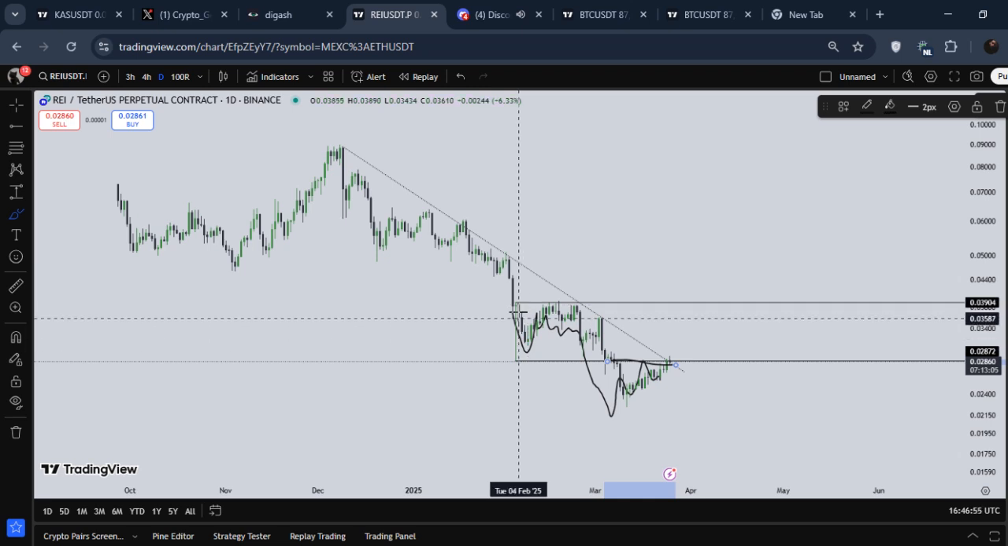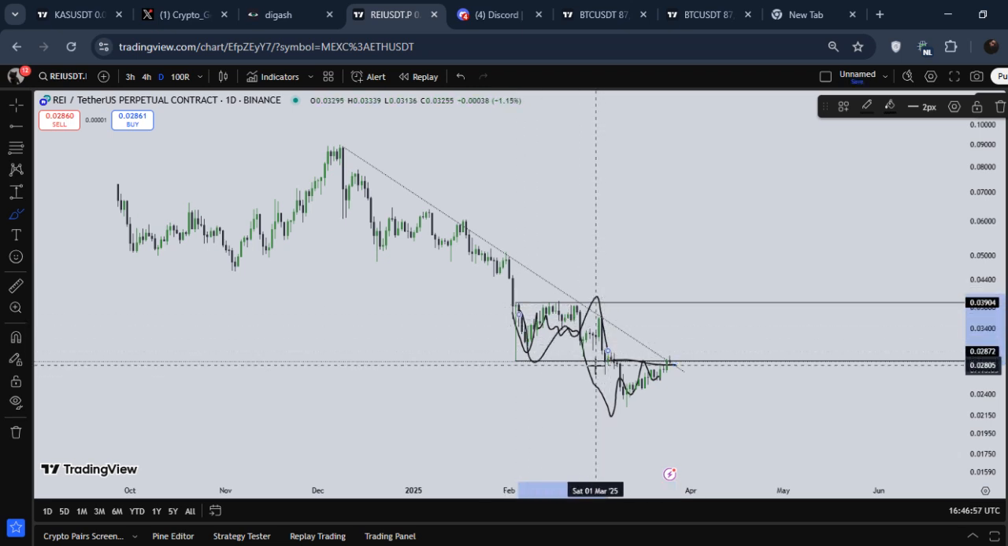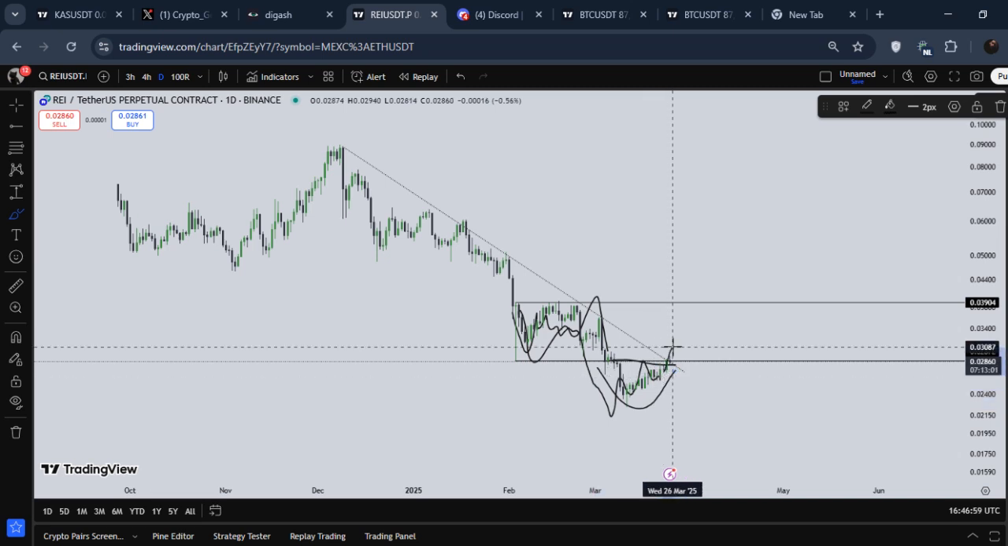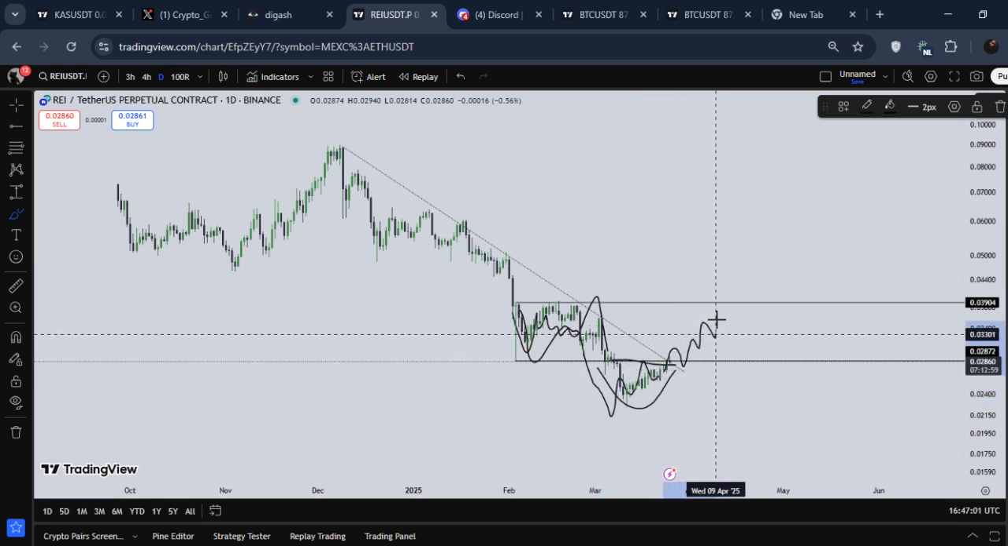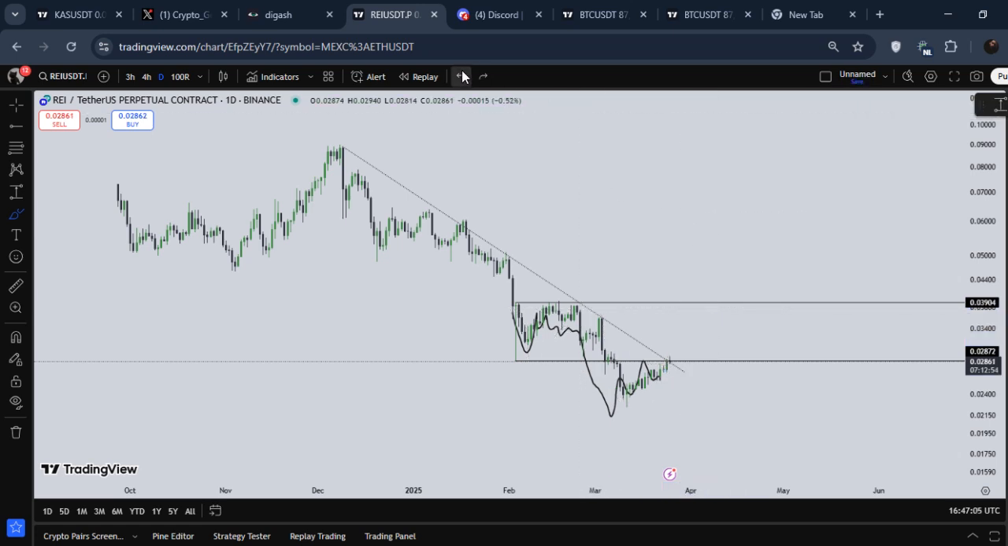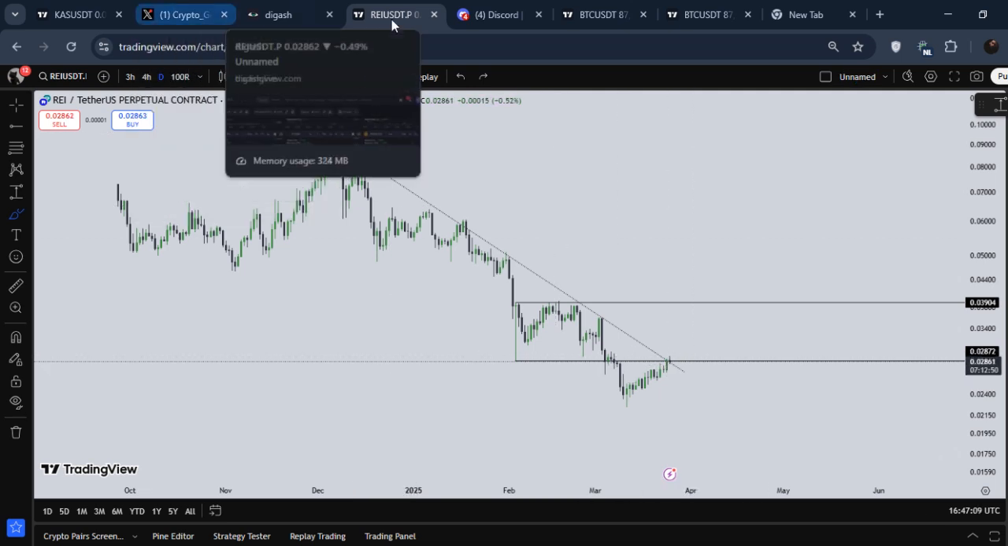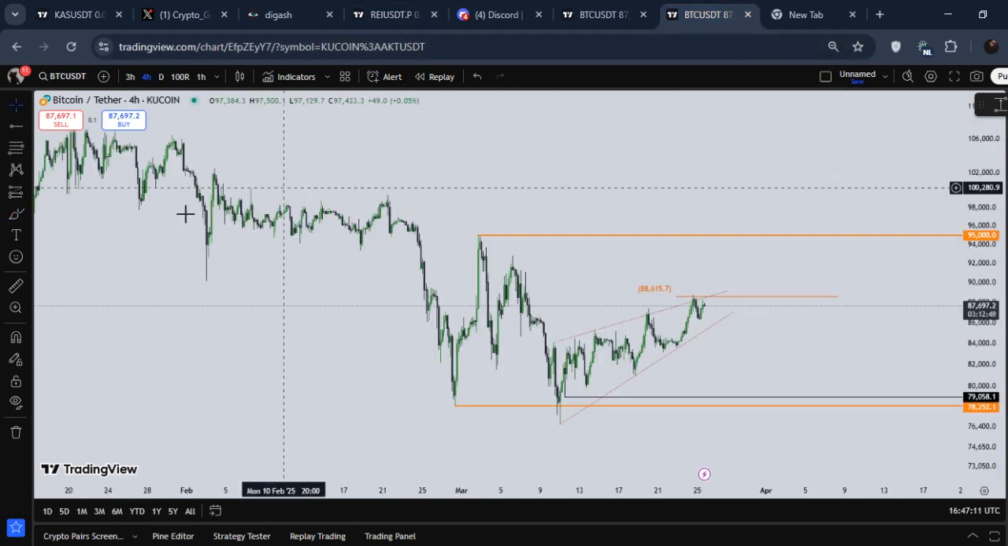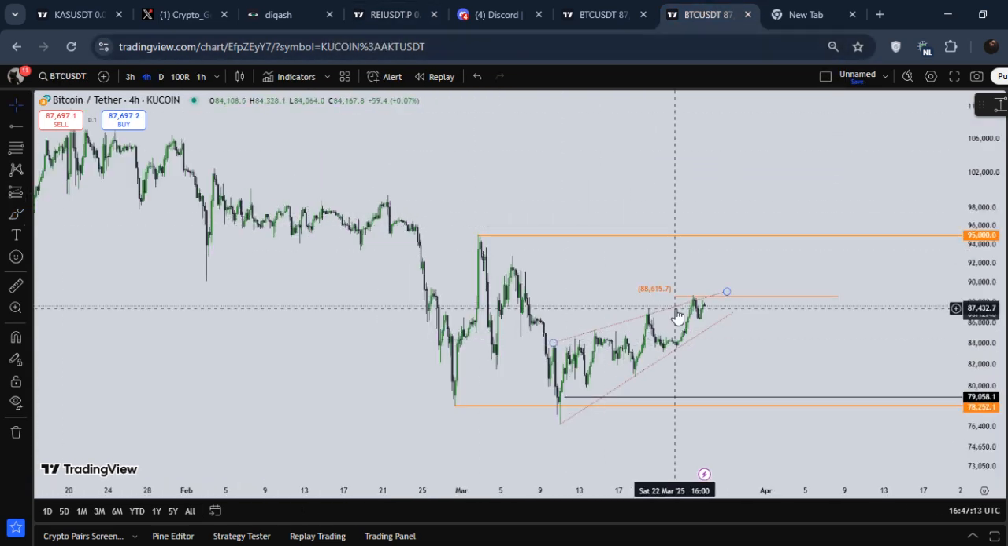Now this is a simple range, and we broke below the range. Now we are trying to go back above the range, right? So the simple strategy right here is that we need continuation. Why am I saying all of this? I will give you an idea about BTC as well.